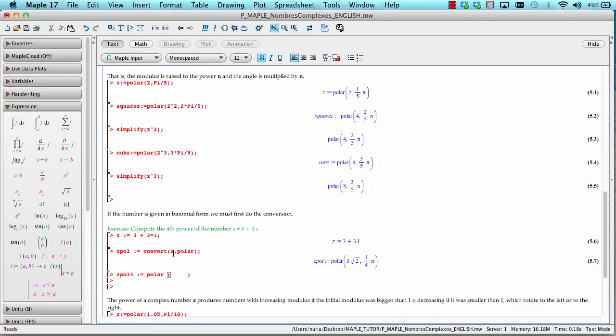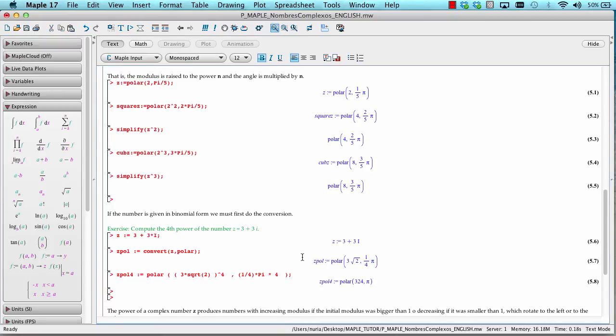What do we have to do with the modulus? If we are computing the fourth power, we just take the modulus, power 4, and we place 2 times square root of 2. So it's the initial magnitude to the power 4, and with the argument, we have to multiply it by 4. So in the end, you get 324 pi. Pi, remember, is the negative part of the real axis.